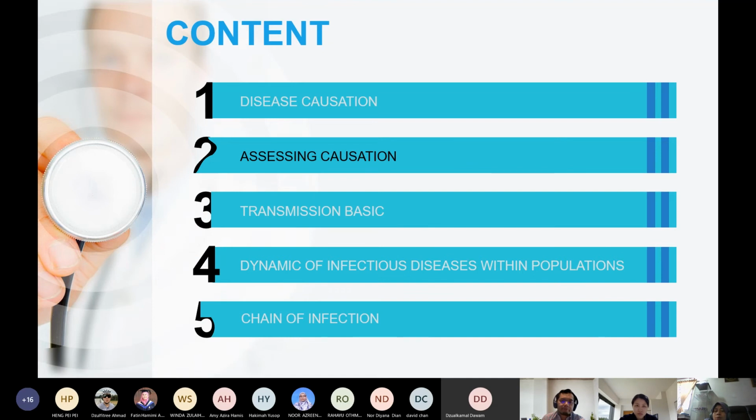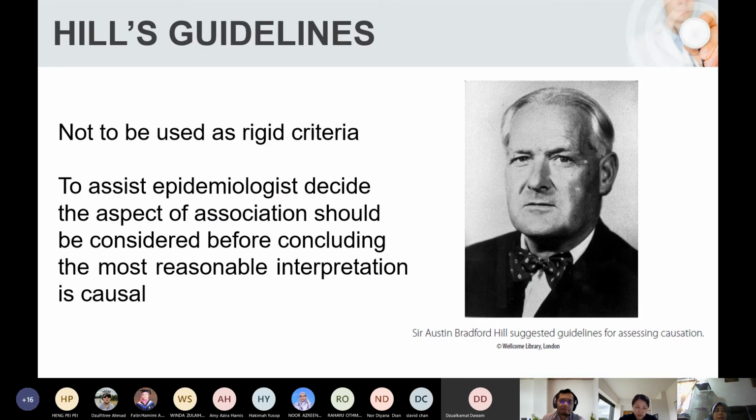So how do epidemiologists try to assess causation? One of the guidelines is by Hill's guideline, okay, but this is not rigid, mesti fulfill semua, or these are the only guideline. There's a lot of other guidelines. This is just to assist epidemiologists to decide the aspect of association in determining causal.